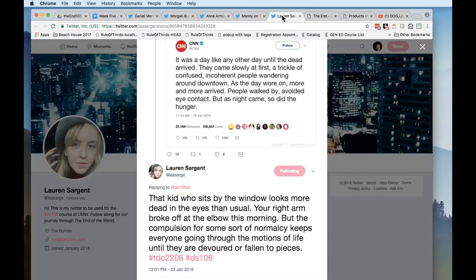Lesage, that kid who sits by the window looks more dead in the eyes than usual. Your right arm broke off at the elbow this morning. But the compulsion for some sort of normalcy keeps everyone going through the motions of life until they are devoured or fallen to pieces. So this is a class you teach.